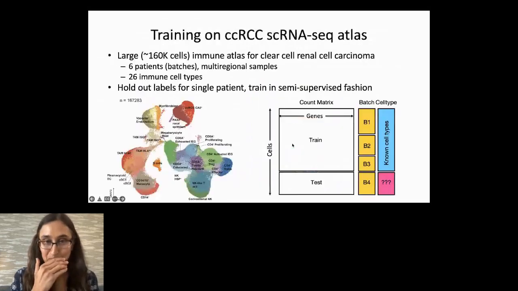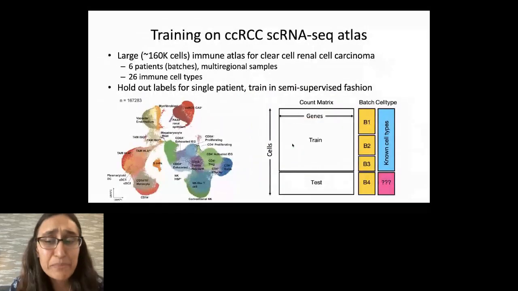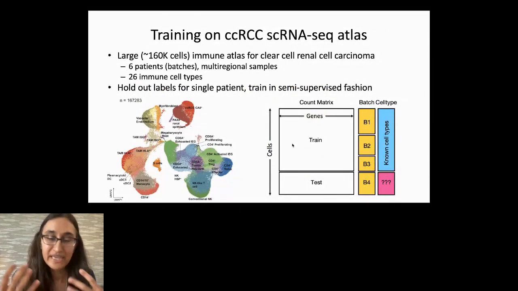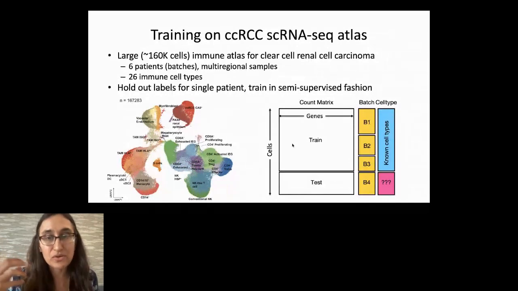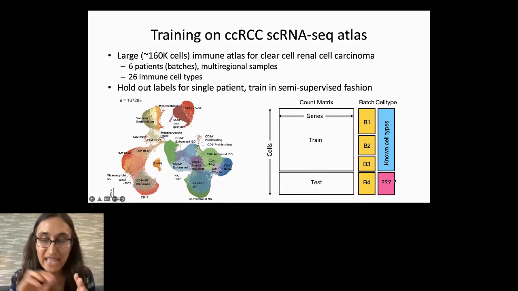Okay, and what we do, for example, training on our clear cell single cell atlas, we had, I believe, 29 samples from 6 patients, multi-regions of the tumor, adjacent normal, blood, lymph node, and we defined these 26 cell types, and we asked, can we annotate a completely held out patient? Can we annotate the single cells to these 26 immune cell types based on this DIVA approach?